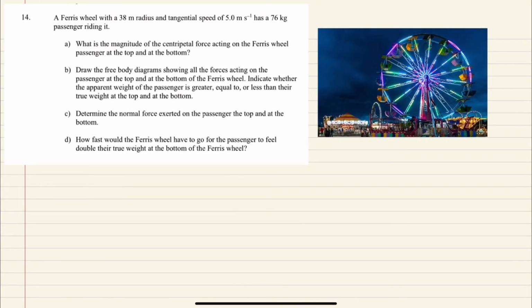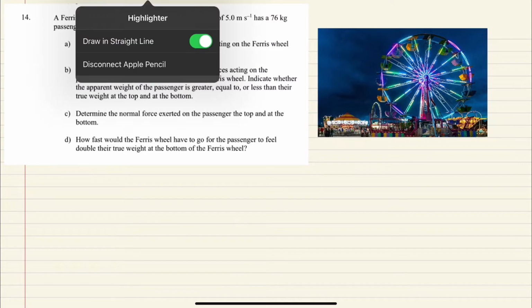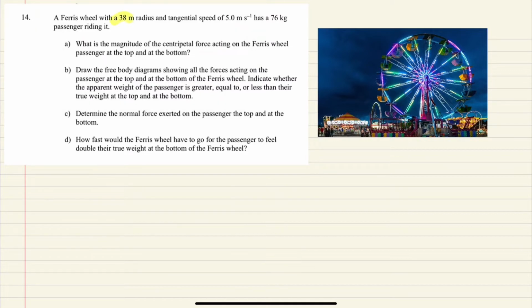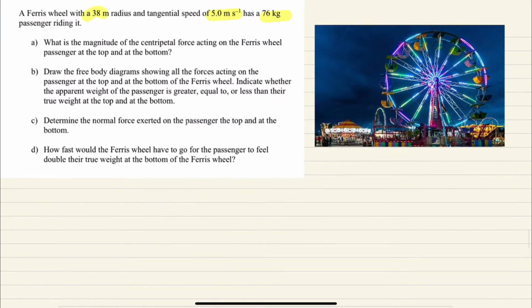Okay, for question 14, it says that a Ferris wheel with 38 meter radius and tangential speed of 5 meters per second has a 76 kilogram passenger riding it. So the first step, obviously, you have to draw the Ferris wheel. So it says that the radius is 38 meters.